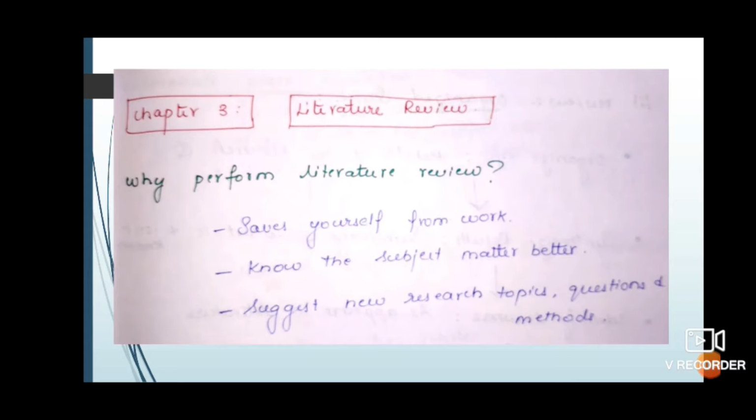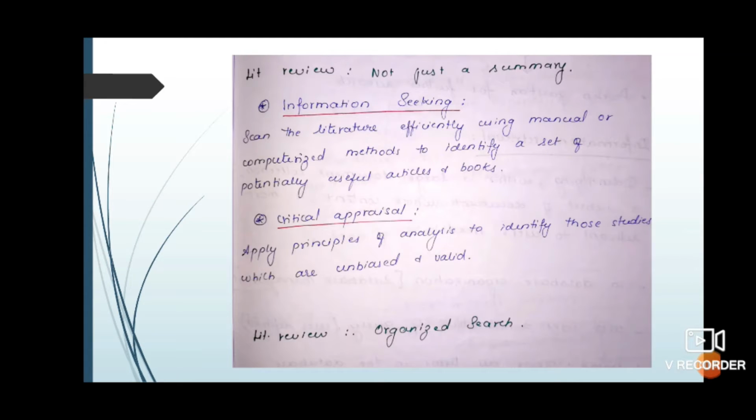First of all, why should we perform a literature review? It saves us work, because it is a path in which we summarize the old publications or the present knowledge on our topic of interest. This helps us to know the subject much better, and suggests how new a research topic could be, and the questions and methods that can be used in research.